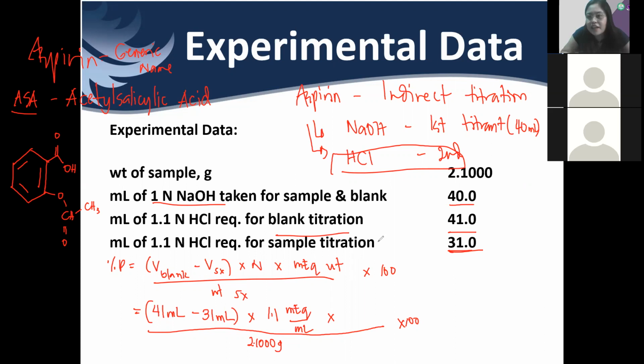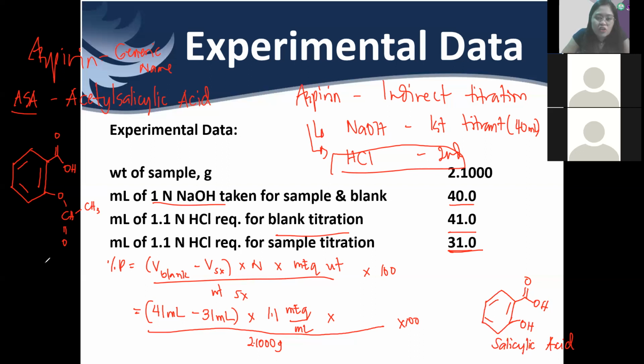Kaya sinabi ko kanina na I'll start with salicylic acid class kasi salicylic acid is this one. COOH here. And then this one is OH. Okay? So may OH siya dyan. Ito yung salicylic acid talaga, under siya sa mga antifungal, but salicylic acid is a keratolytic. It will cause sloughing off of the skin. Okay? Ito yung acetyl salicylic acid and this is the aspirin.